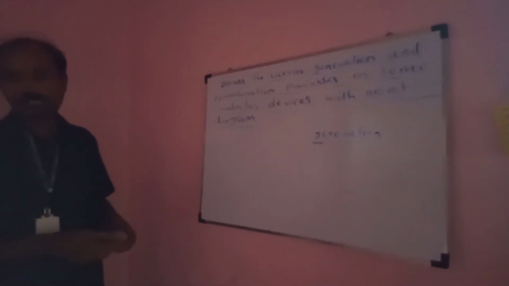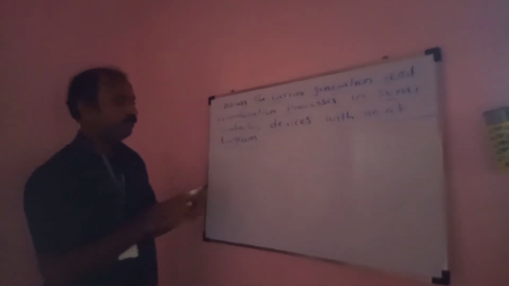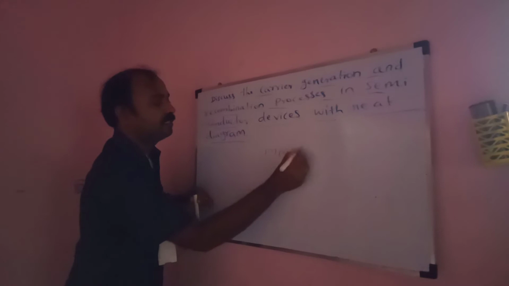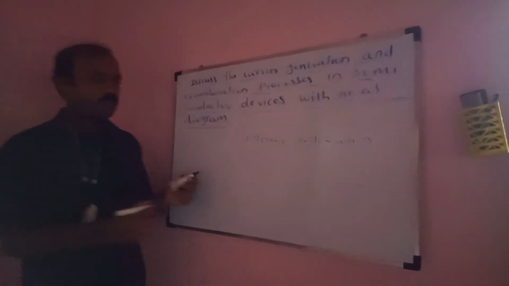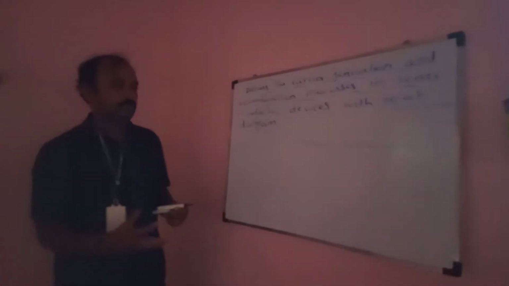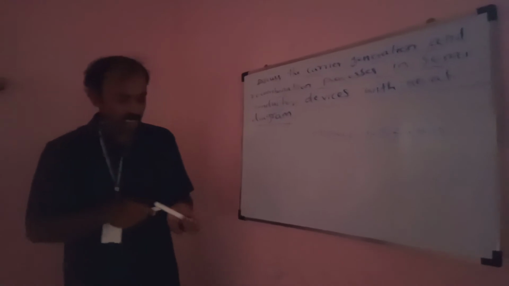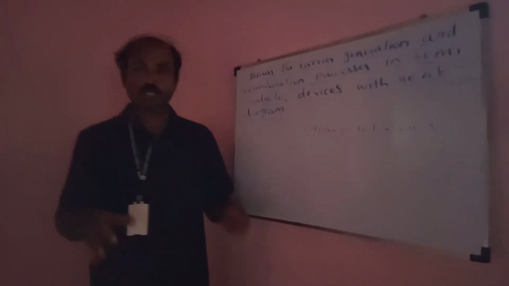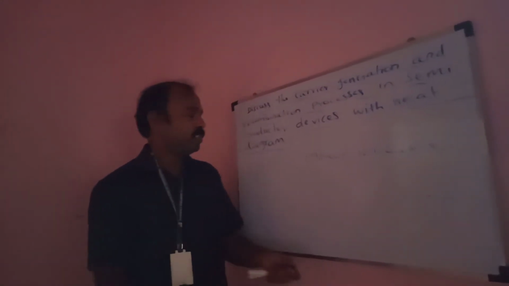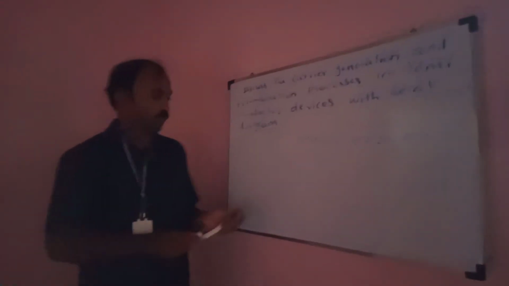Now the third one is impact ionization. What is impact ionization? This is the third method by which we produce charge carriers. Here an energetic electron that comes from an electric field falls on the semiconductor, so that a positive charge hole and an electron are produced.